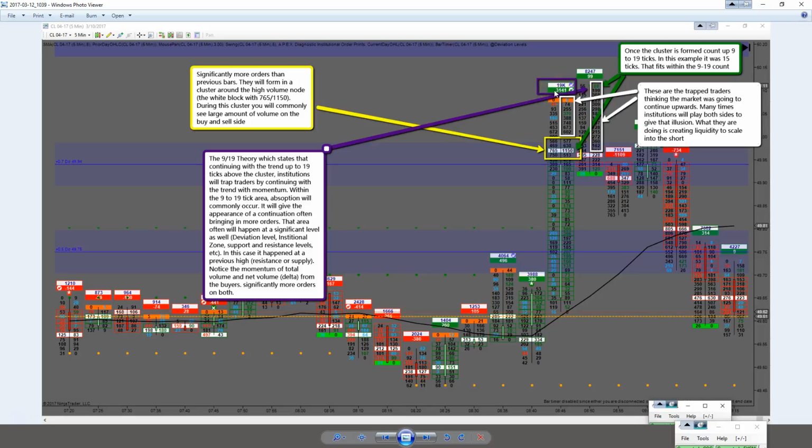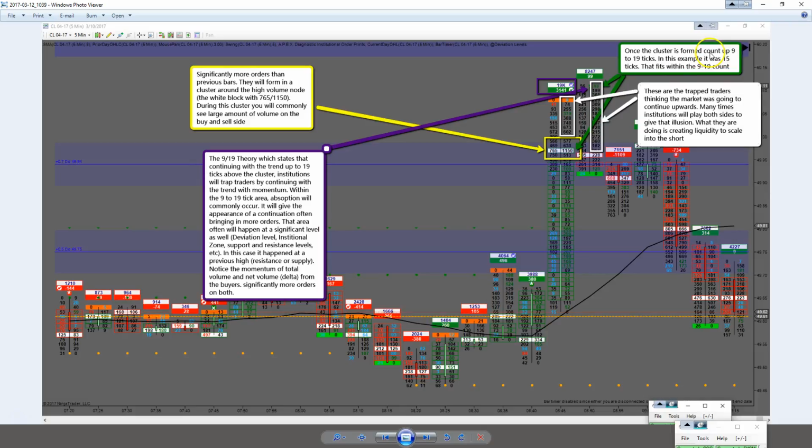Net volume is commonly referred to as the delta amongst options traders and futures traders. I may use those terms interchangeably because that's what I'm used to calling it. But net volume is the difference between the buyers minus the sellers, and that'll be your number there. And then significantly more orders on this as well.